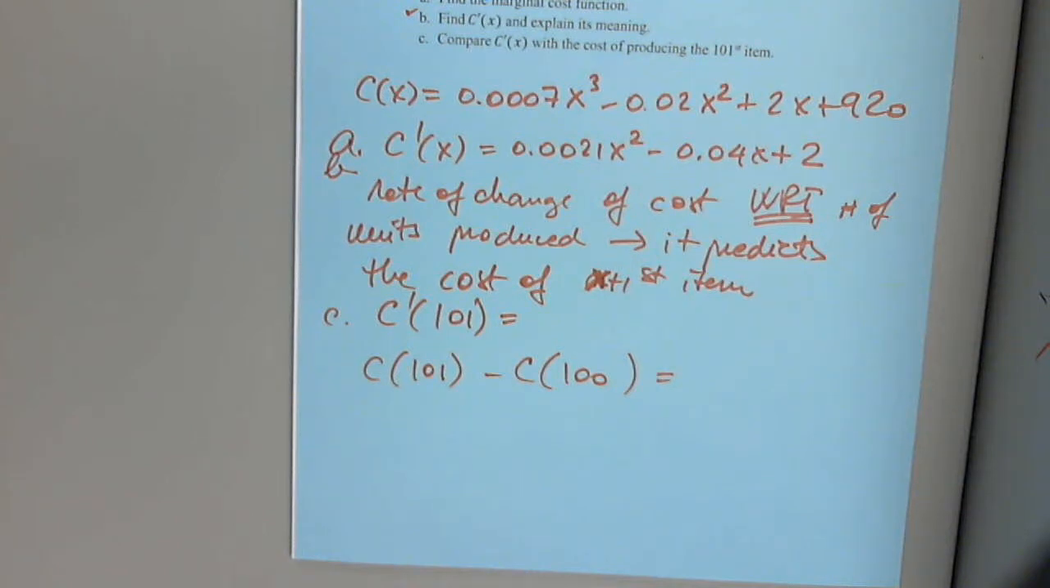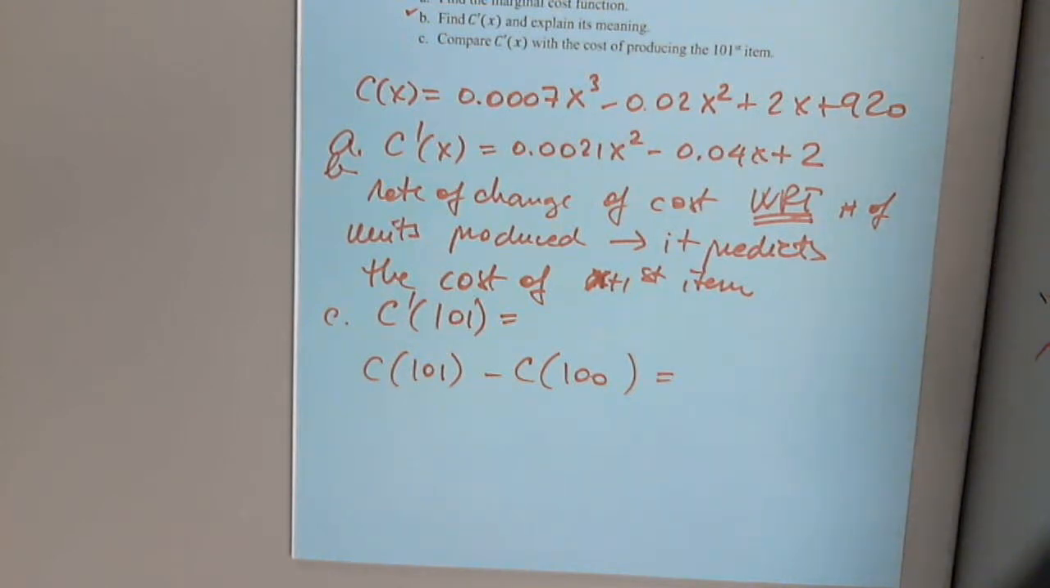Why should they be quite close? Because we're only talking about 1 unit difference. If this is 101 and this is 50, and you plug in 101 in the cost, they will be hugely different. But if we're only talking about 1 unit difference between 101 and 100, you'll see that in the next section, 3.10. So C prime of 101, because the change is so small, will be very, very close.